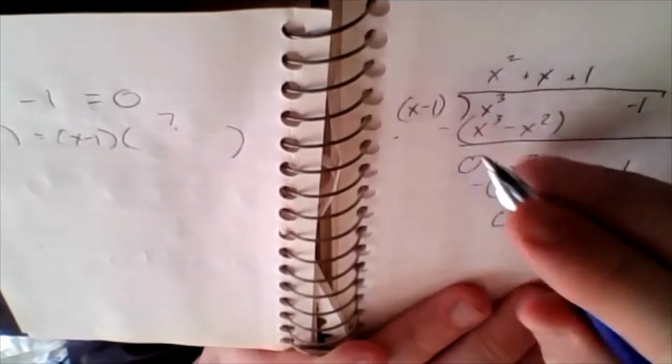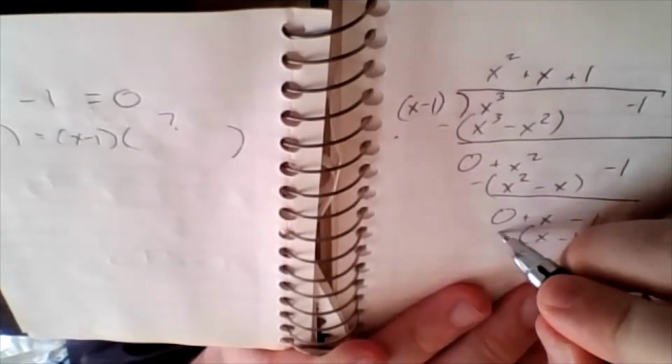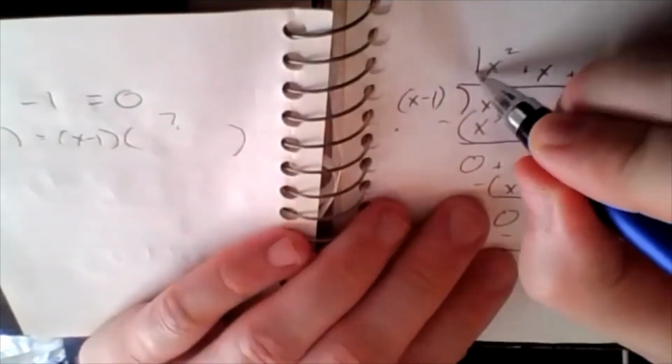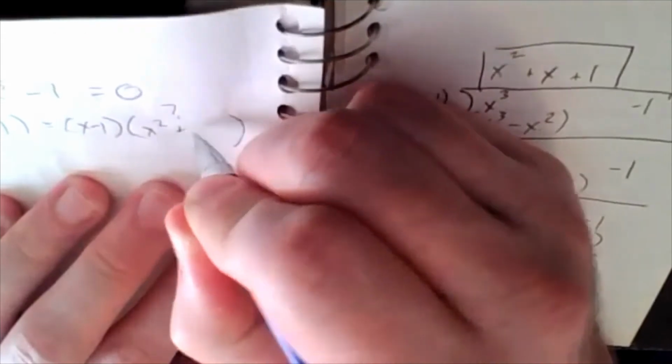1 times x is x. 1 times minus 1 is minus 1. And when I subtract these, I get a remainder of exactly 0. That tells me that the other factor here is x squared plus x plus 1.